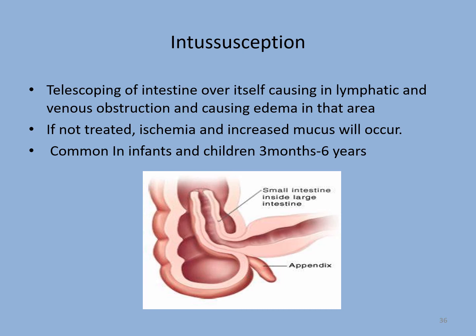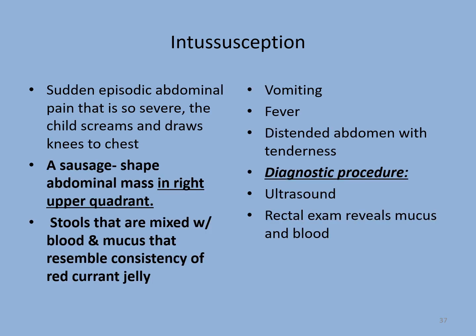It's common in infants and children. The first known time to see it is 3 months until the child's 6 years. You could see it. So it's usually a 6 month old baby who becomes severely irritated. And the older child will tell you they have episodic abdominal pain so severe that he screams. You have to remember that sometimes babies, when they have gas pain, will scream and draw their knees to their chest. So you have to be realistic with it.